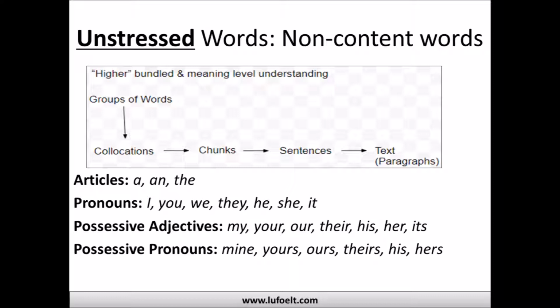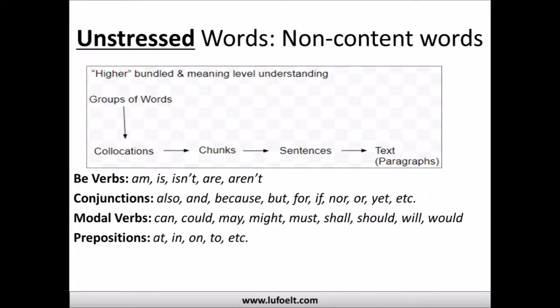All right, and there's another list. A lot of times be verbs are not stressed. So am, is, isn't, are, aren't, like this. This can also be in past tense as well. Conjunctions, also and, because, but, for, if, nor, or, yet, and there are many more. Modal verbs can, could, may, might, must, shall, should, will, would, and these kinds of words. Prepositions, at, in, on, to, under, these kinds of things.